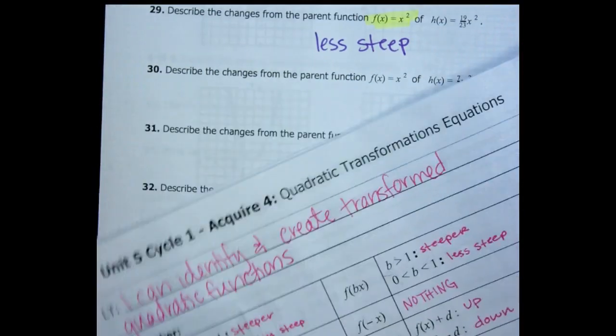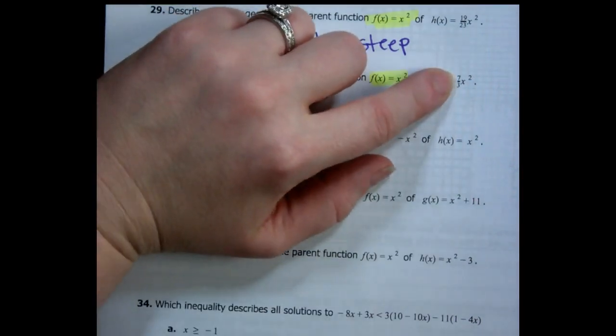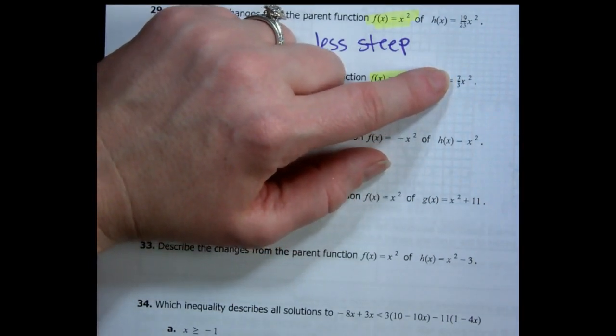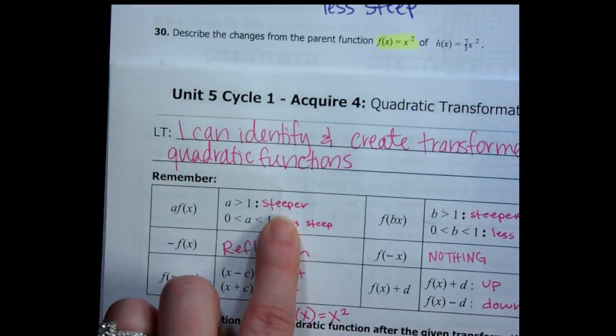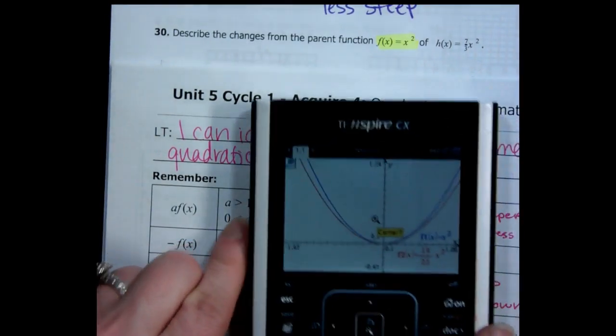Okay. 30. Describe the changes from the parent function when h of x equals 7 over 3x squared. And some of you are going, that's just like the last one. It's going to be less steep because it's a fraction. Hold your horses. 7 over 3 is an improper fraction, meaning it's actually bigger than 1. So, if it's bigger than 1, it's more than likely going to be steeper. Not more than likely, it will be steeper. So let's take a look and find out.